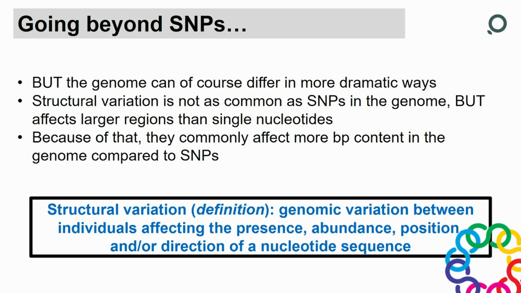We know that structural variation, and I've defined here in blue what I mean by structural variation, is genomic variation between individuals that can affect the presence, the abundance, the position, and/or direction of nucleotide sequences. These structural genomic variants, we know from human studies, are very common, and they also occur across the genome.